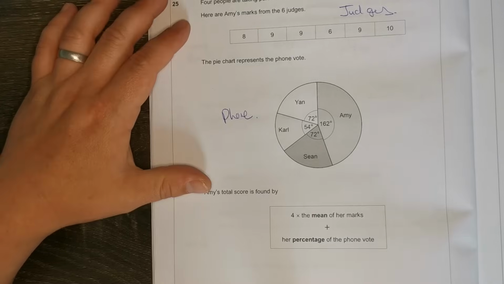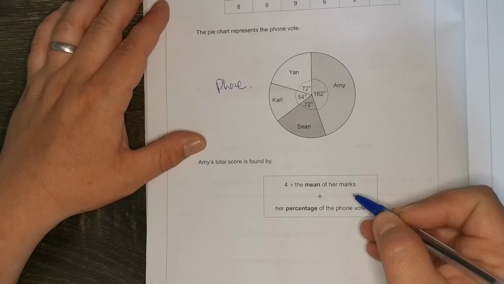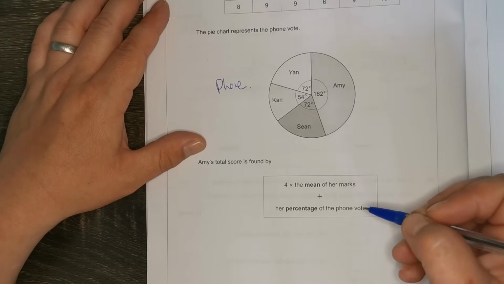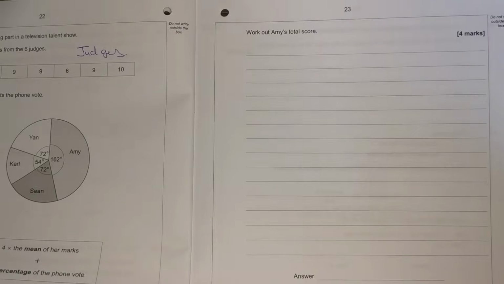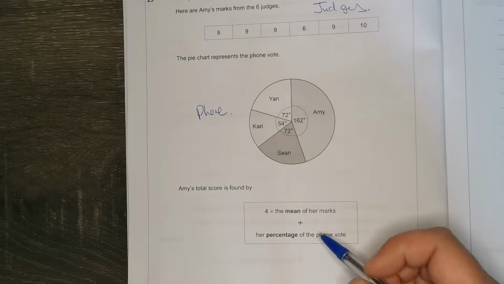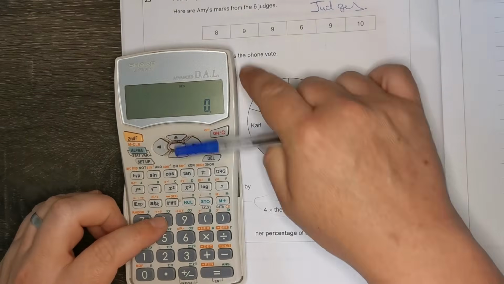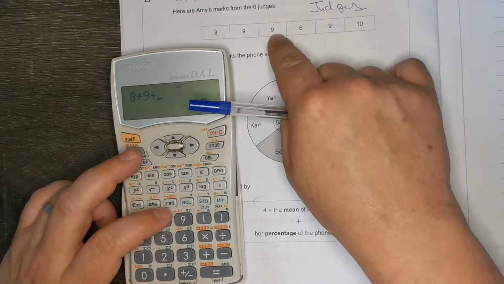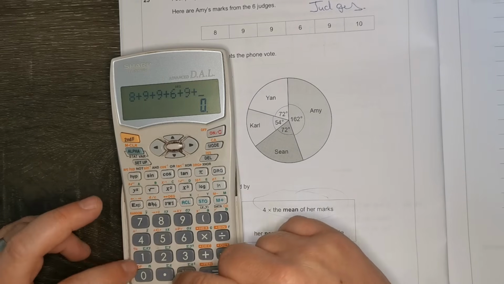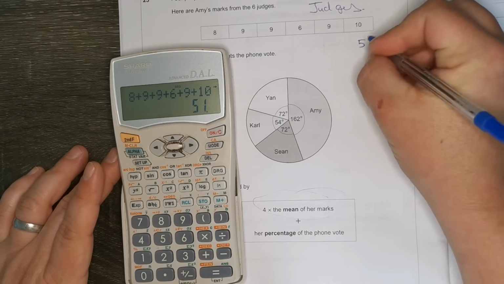Amy's total score is found by 4 times the mean of her marks plus her percentage from the phone vote. Work out Amy's total score. That's what it says over here, but I'll do it over here so we can see everything together. So her score is 4 times the mean of her marks. So the mean I'll get by adding up everything we've got. So 8 plus 9 plus 9 plus 6 plus 9 plus 10. Total of 51. Write it down so the marker can see what I'm doing.